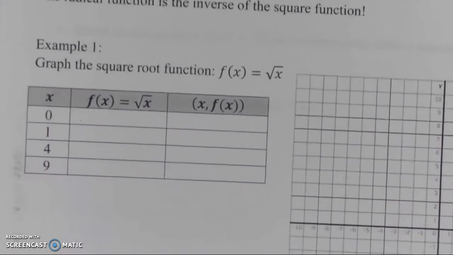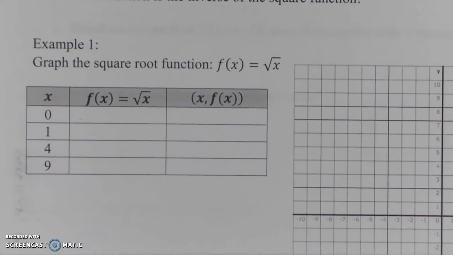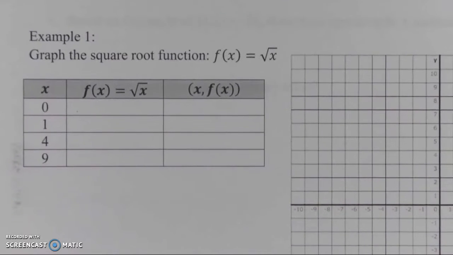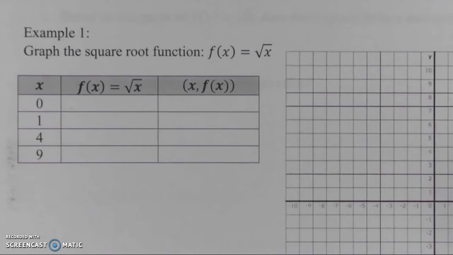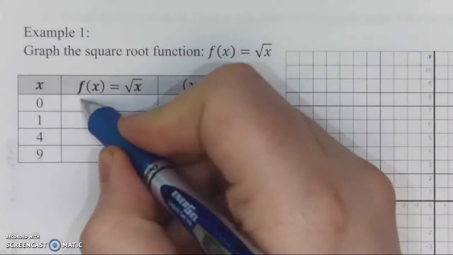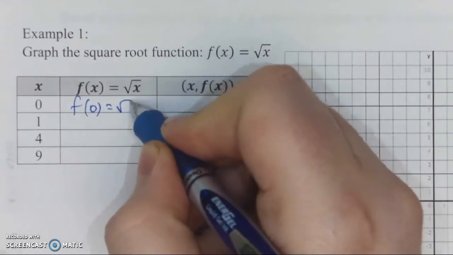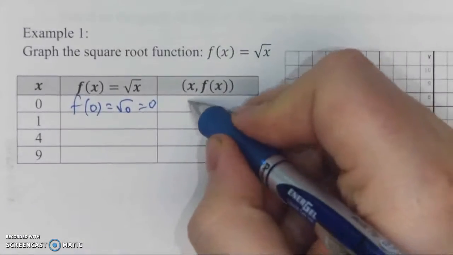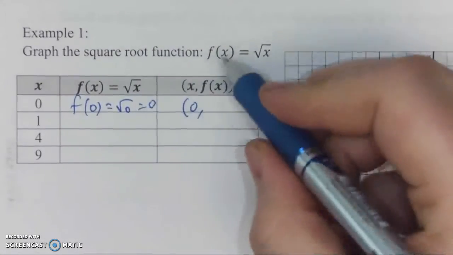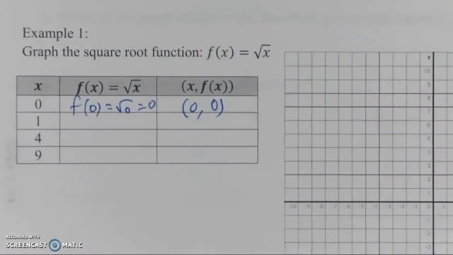All right, so in this section, 8.7, we're studying radical functions. So we start off with, what does the graph of the radical function look like? So we'll start by graphing the radical function. Using the points that are provided, we have f of 0 is the square root of 0, which is 0. So the point is, your x value is 0, and f of 0 is 0.